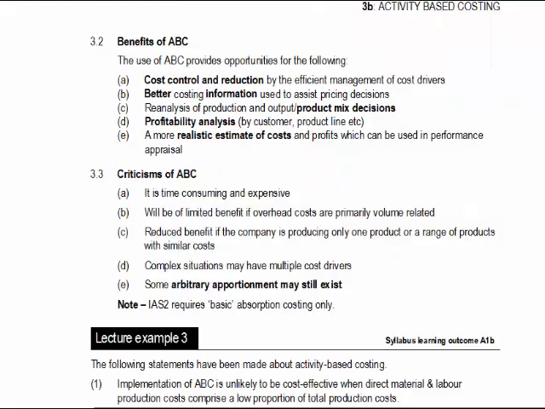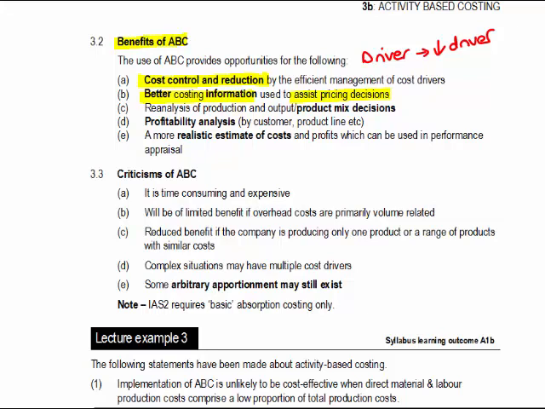So what does activity-based costing allow us to do? Well, unless we can actually identify how our overheads are being caused, we can't control them and reduce them. So if we can identify what the driver is, that shows us what is causing that cost to go up, and therefore we can reduce the driver and thereby reduce and control our overheads.